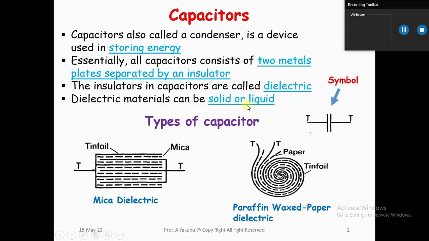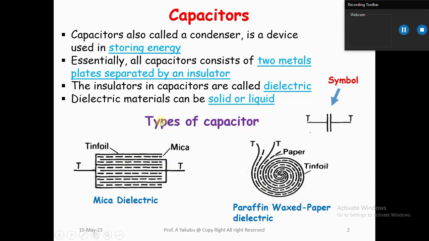Dielectric materials can be solid or liquid. We have solid dielectrics and we have liquid dielectrics, depending on the material we're discussing. The symbol for a capacitor is just two equal straight parallel lines here. This represents a capacitor.